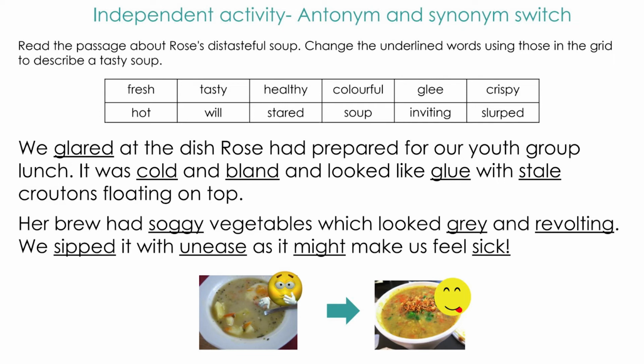We glared at the dish Rose had prepared for our youth group lunch. Glared. What's another word in those boxes for glared? Can you see another word that means glared? Stared. We stared at the dish Rose had prepared for our youth group lunch. It was cold and bland. Let's have a look. Cold and bland. I'm not doing them all for you, but I'll do these two to help you out. Cold. Oh, it was hot and bland. What's the opposite of bland? It is tasty. So instead of cold and bland with no flavour, it was hot and tasty.